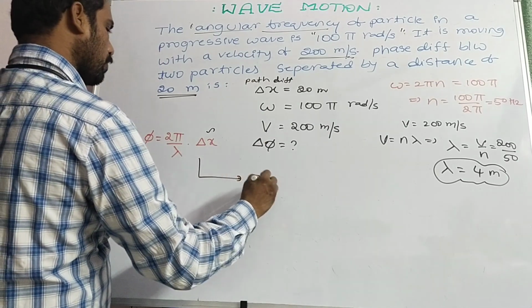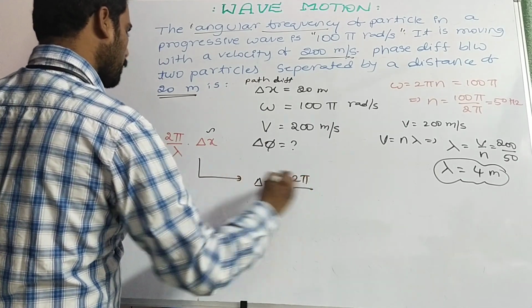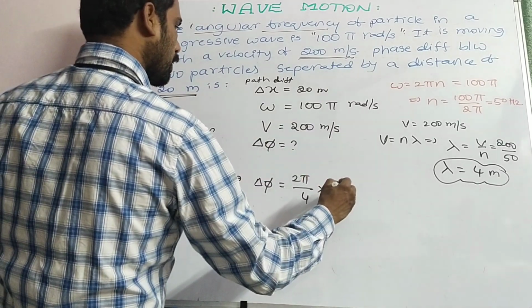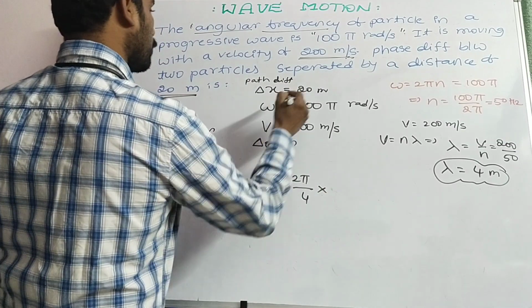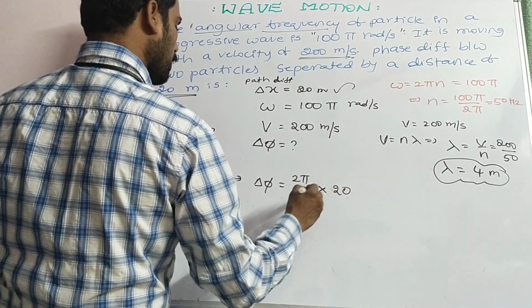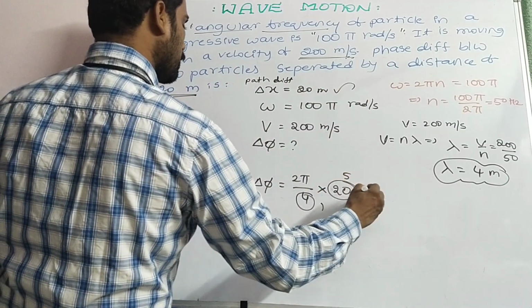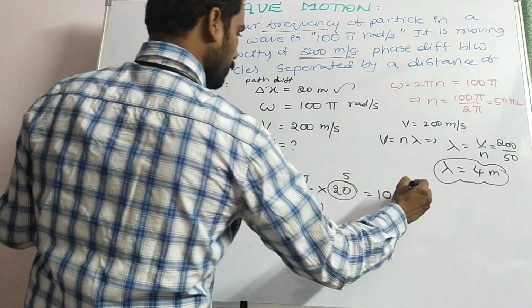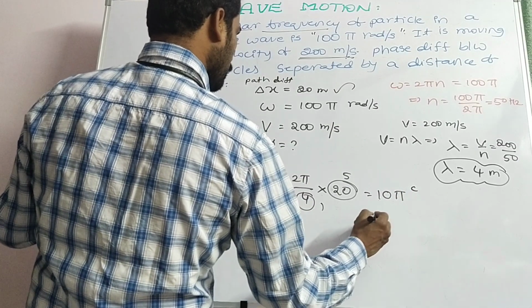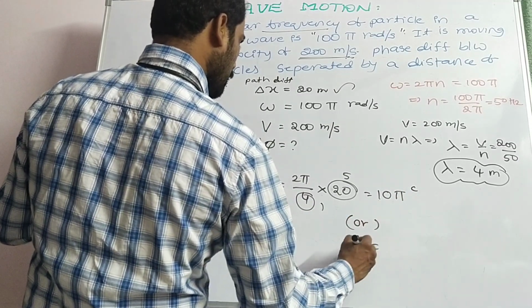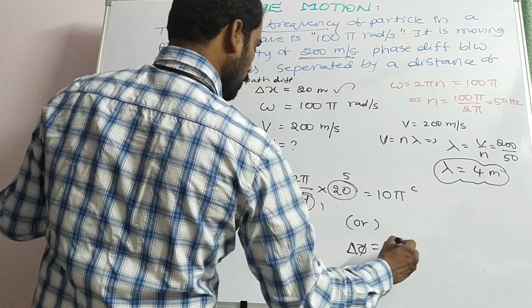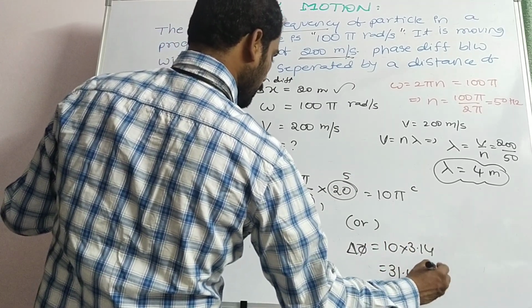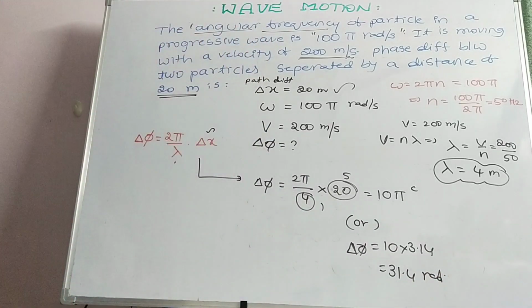Now using this expression, delta phi is equal to 2 pi by, instead of lambda we write 4, and delta x is the path difference. How much? That's 20 meter, given. So 4 ones are 4, 4 5s are 20. That is equal to 10 pi radians. Or that can be simplified: delta phi is equal to 10 into 3.14, that is equal to 31.4 radians.